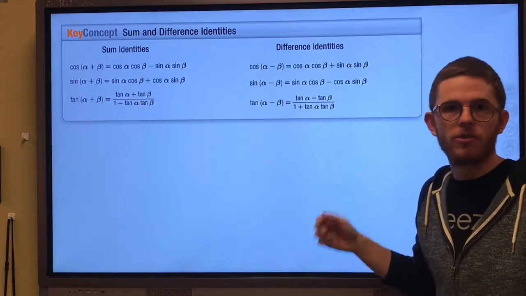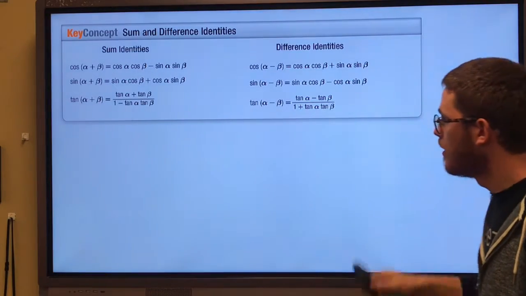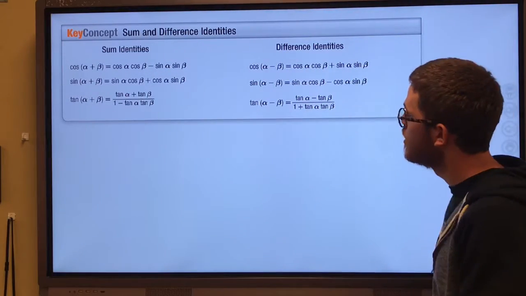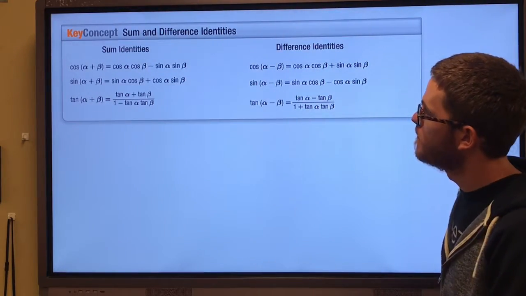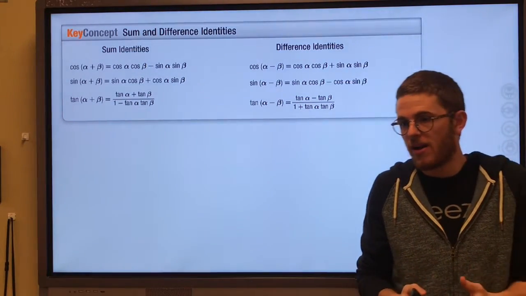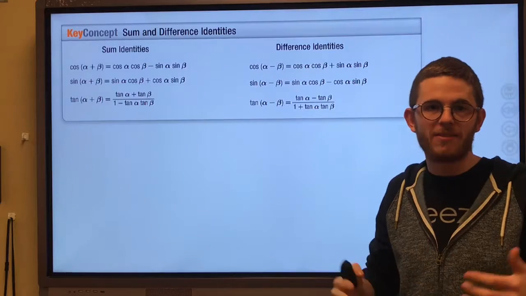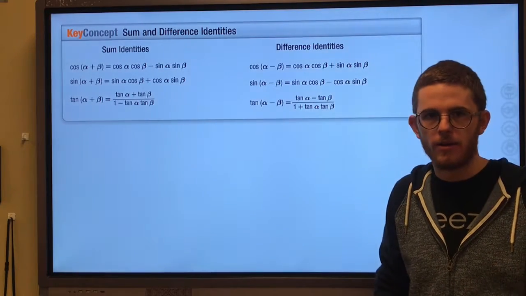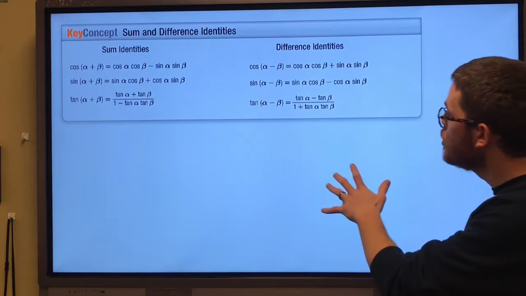These are the sum and difference identities. I would certainly write these down somewhere, have them somewhere, know where to get to them. Definitely helpful. What these allow us to do is actually find some more exact values for sine, cosine, tangent, and the like. So we're going to use these.